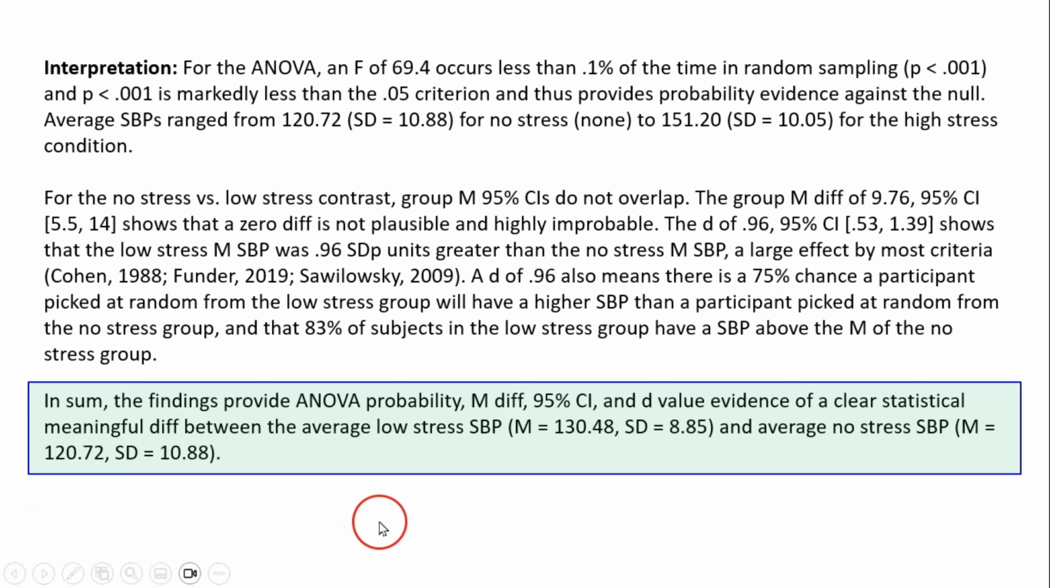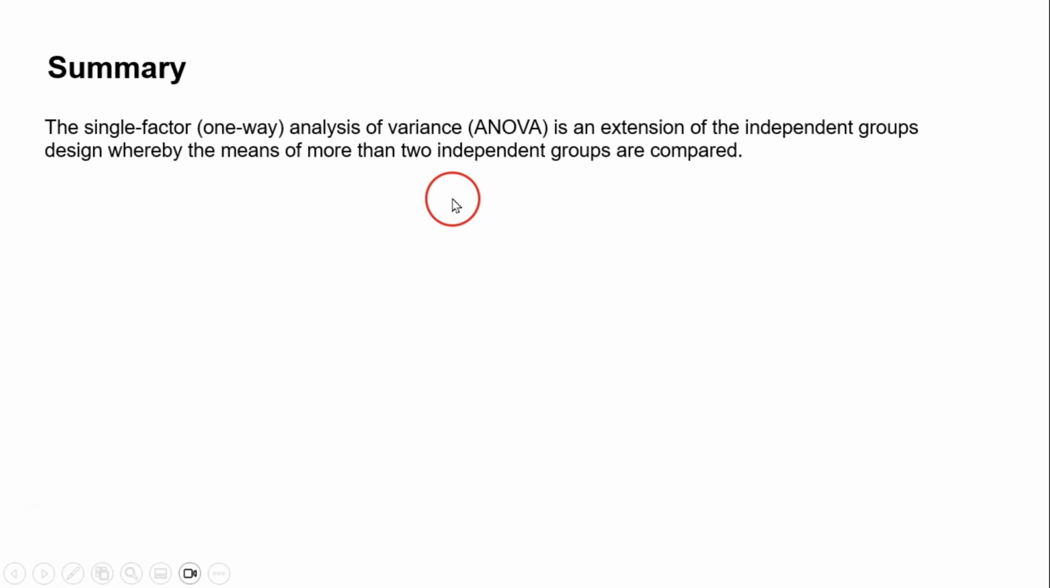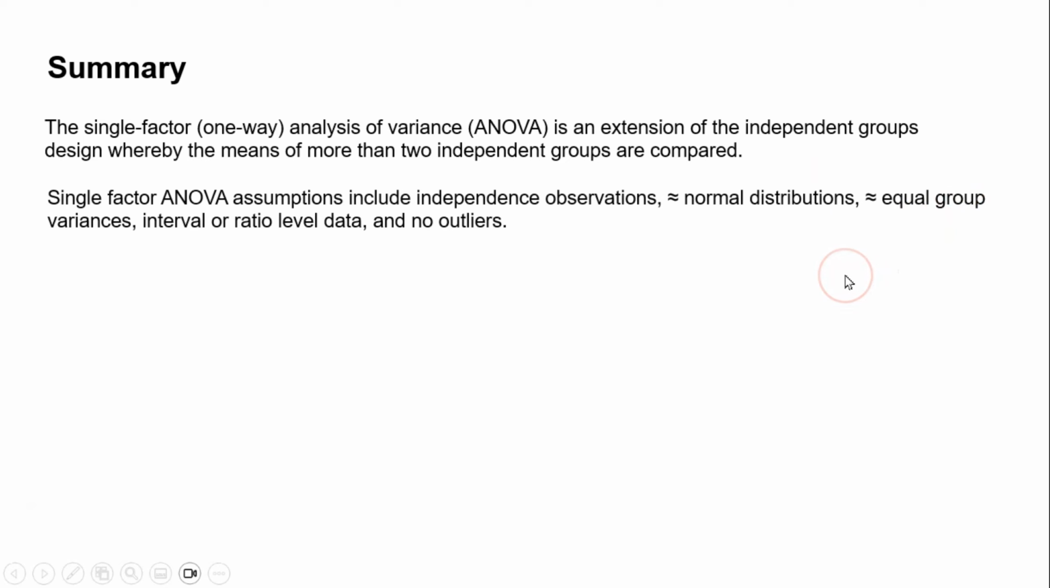So let's go ahead and hit that summary slide. So let's summarize the one-way single factor ANOVA. The single factor one-way analysis of variance is an extension of the independent groups design, whereby the means of more than two independent groups are compared. Single factor ANOVA assumptions include independence of observations, approximately normal distributions, approximately equal group variances, interval or ratio level data, and no outliers.